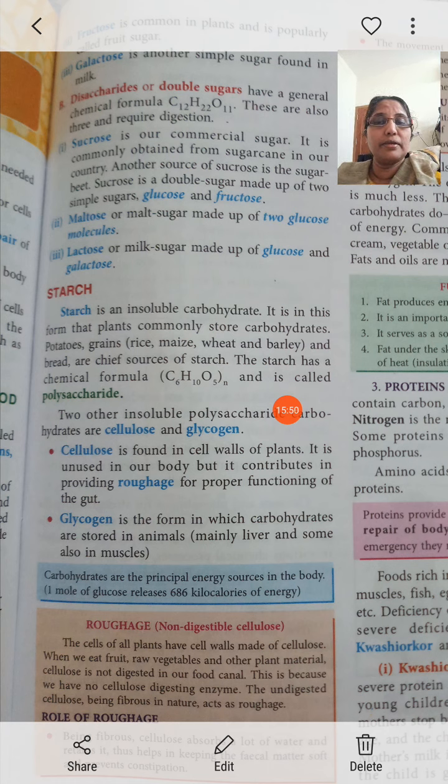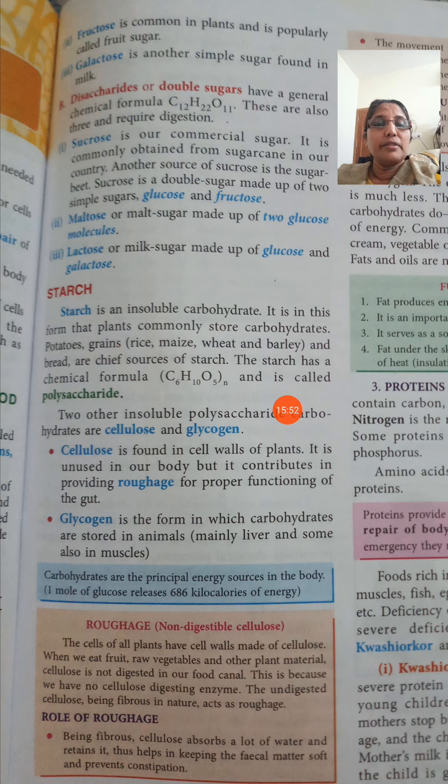Starch is found inside such grains. They are the polysaccharides. Many glucose molecules attached together making a bigger chain, that are the polysaccharides.